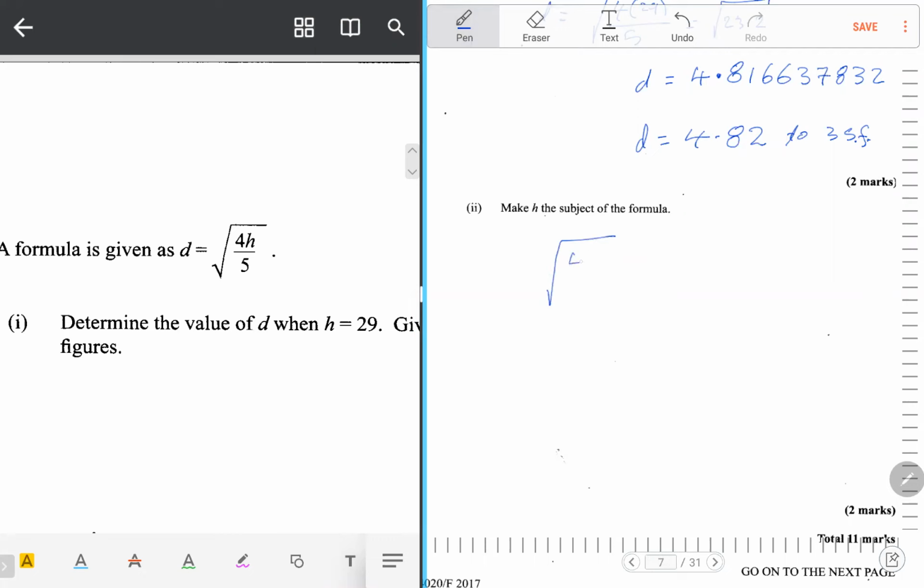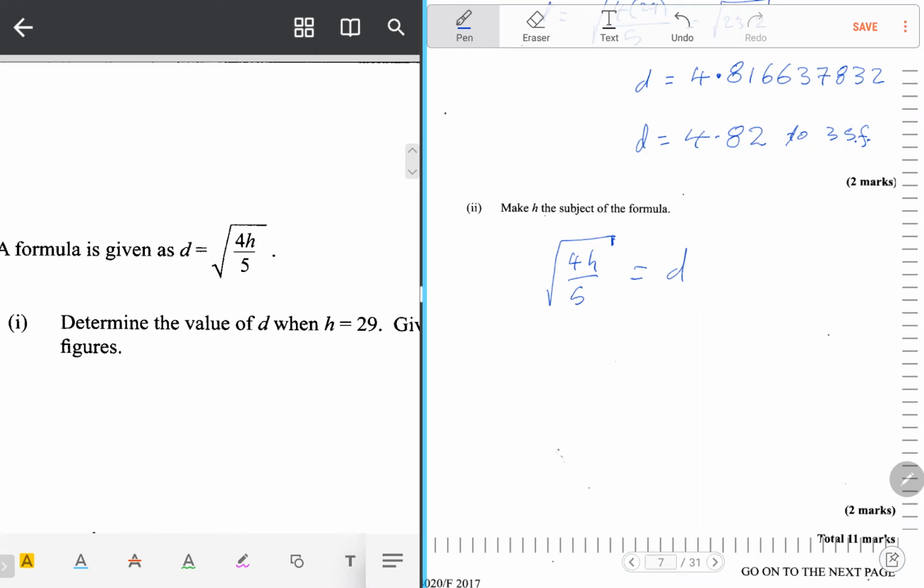Square root of 4h over 5 equals d. So essentially you want to move everything away from the h and leave the h as the subject, right? And you have to follow the correct sequence. So the first thing you want to move is the square root sign. And the inverse of square root is square. Alright? So if you square both sides, then the square root sign will be gone. You'll eliminate the square root.